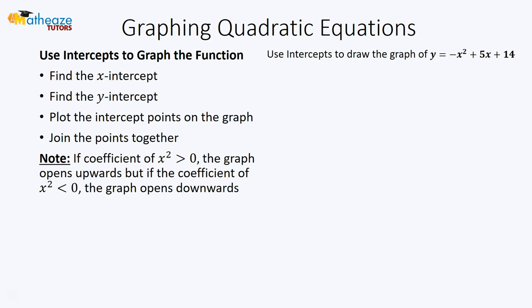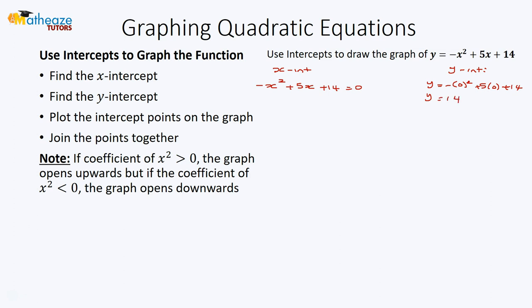Finally, we're going to look at this graph. Here, we're going to look for the x-intercept, and we're going to look for the y-intercept. So, negative x squared plus 5x plus 14 equal to 0. And for the y-intercept, we have negative 0 squared plus 5 times 0 plus 14. So y equal to 14.